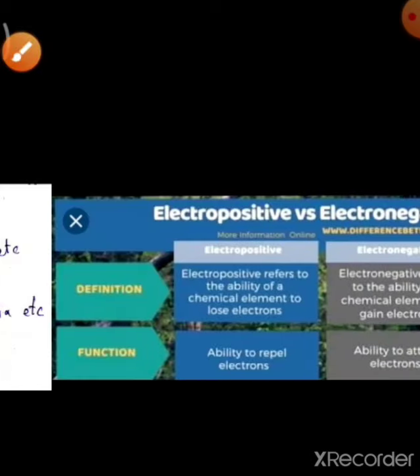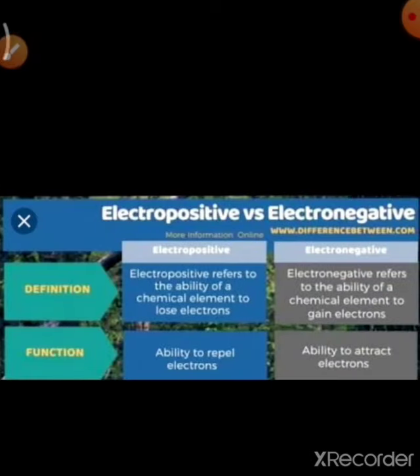Then we will read about electropositive and electronegative. Electropositive refers to the ability of an element to lose electrons. Remember one thing: if an element loses electrons, after losing the electrons the element will have a positive charge, and after gaining electrons the element will have a negative charge. So electropositive refers to the ability of an element to lose electrons, and electronegative means the ability of an element to gain electrons.